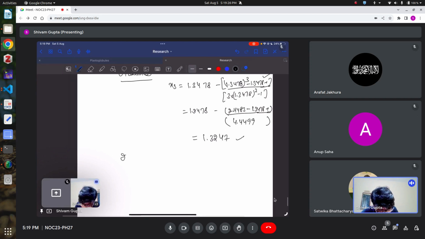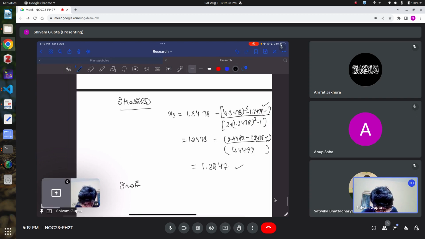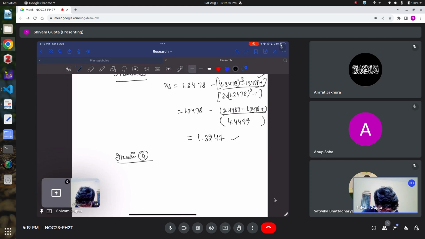For the iteration 4, what is the value here? X4 is 1.3247 minus (1.3247 cubed minus 1.3247 minus 1) upon (3 times 1.3247 squared minus 1).